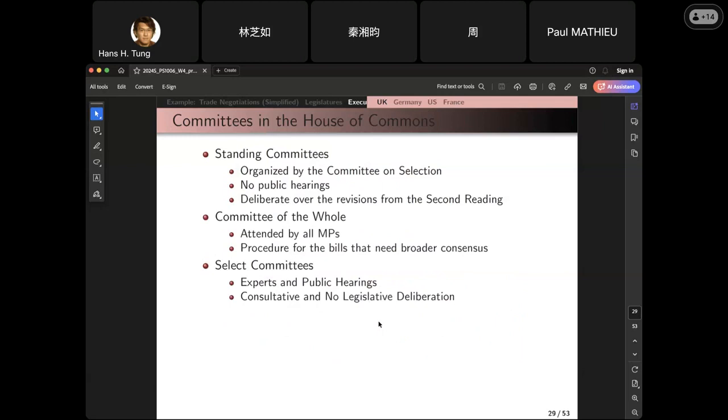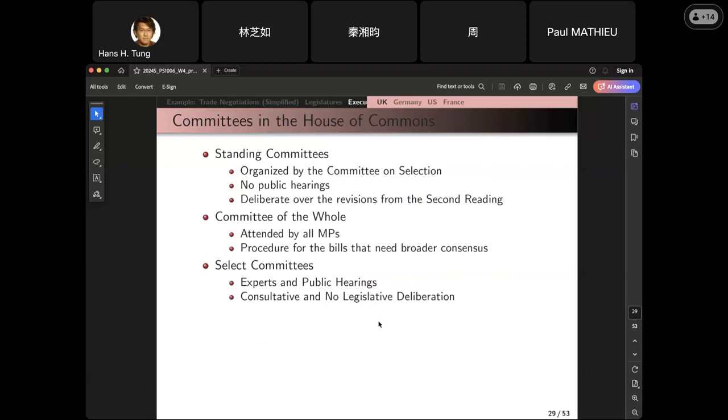And then you also have the Committee of the Whole. As you can tell by the title, this committee is attended by all the MPs. And this is only for the bills that need broader consensus.